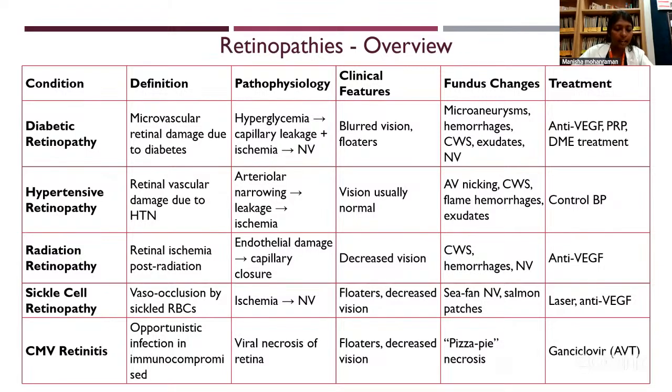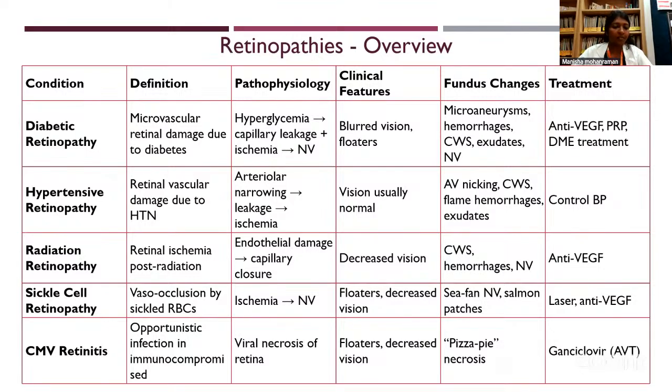Next, we have sickle cell retinopathy. It occurs due to vaso-occlusion by sickled RBCs. Pathophysiology, ischemia causing neovascularization. And clinical features are floaters and decreased vision. The fundus changes are sea fan neovascularization and salmon patches. And management is laser and anti-VEGF injection.